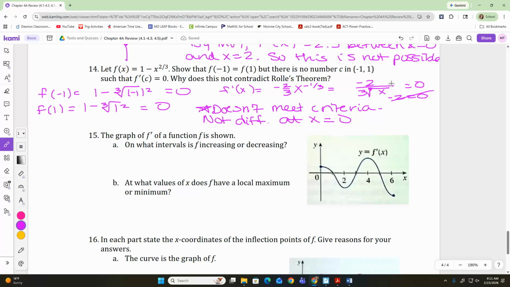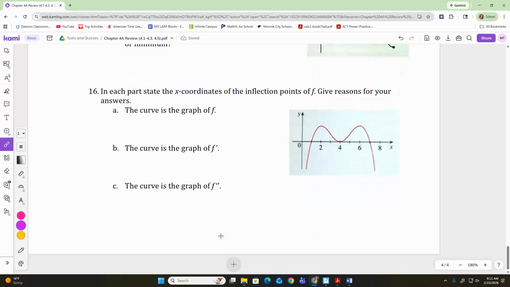And then number 16. All right. In each part, state the x-coordinates of the inflection points of the function. Give reasons for your answer. So if this is the original function, this is the graph of that, tell me where the inflection points are. Inflection points are where the concavity changes.